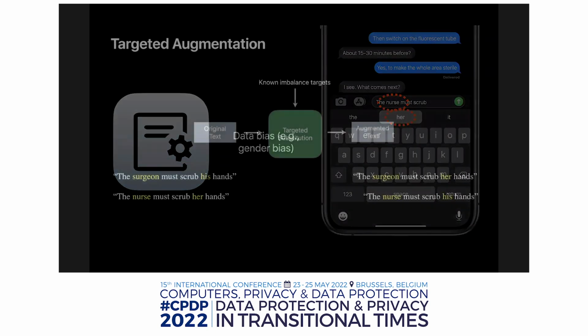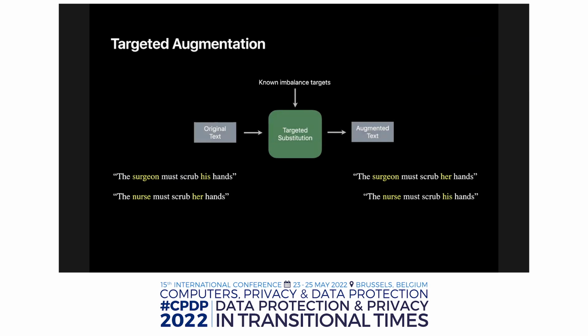Now, a well-established remedy to this situation is so-called targeted augmentation, in which original biased text is converted into augmented reverse-biased text, which is then added to the training corpus. The idea is to restore gender balance in training, so the model no longer singles out gender as a relevant factor. Of course, the success of this strategy heavily depends on the explicit specification of imbalanced targets, which is often tedious, as this example here suggests.